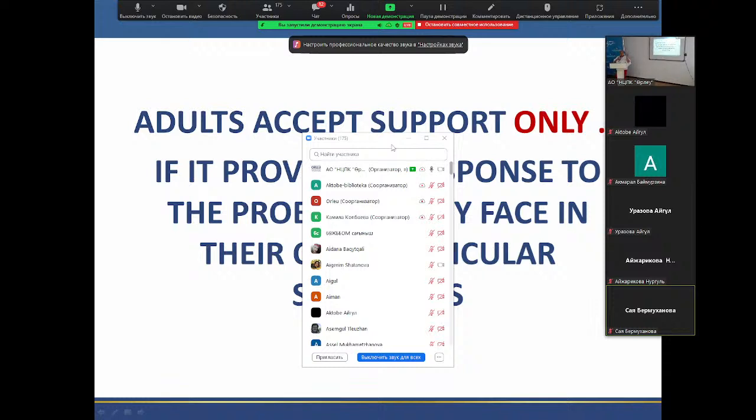So, to sum it up, all adults accept support only if it provides a response to the problems they face in their own particular situations, when we speak not about problems in general, not about someone else's problems, but about their personal problems. And I'm sure that the new mentoring program worked out by the Institute for Professional Development, Өрлеу, which I know, will benefit the life of novices in our country a lot. Thanks.